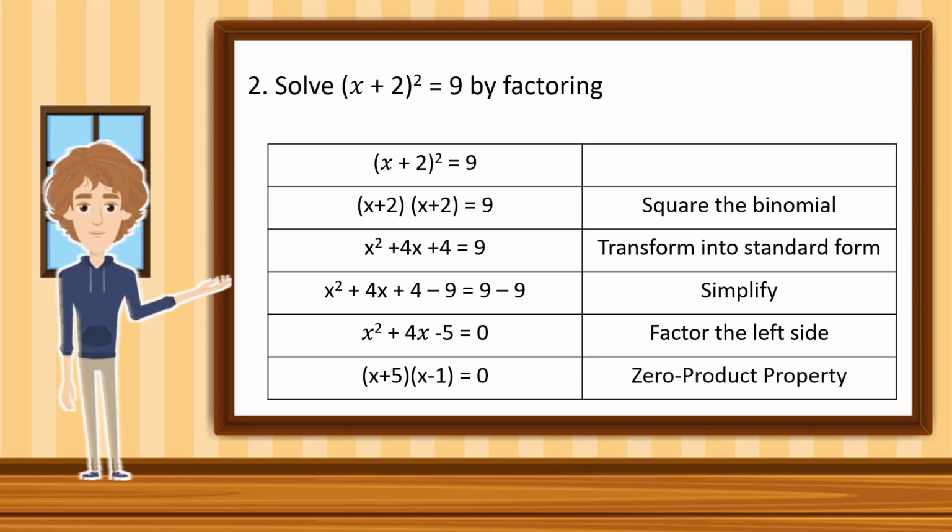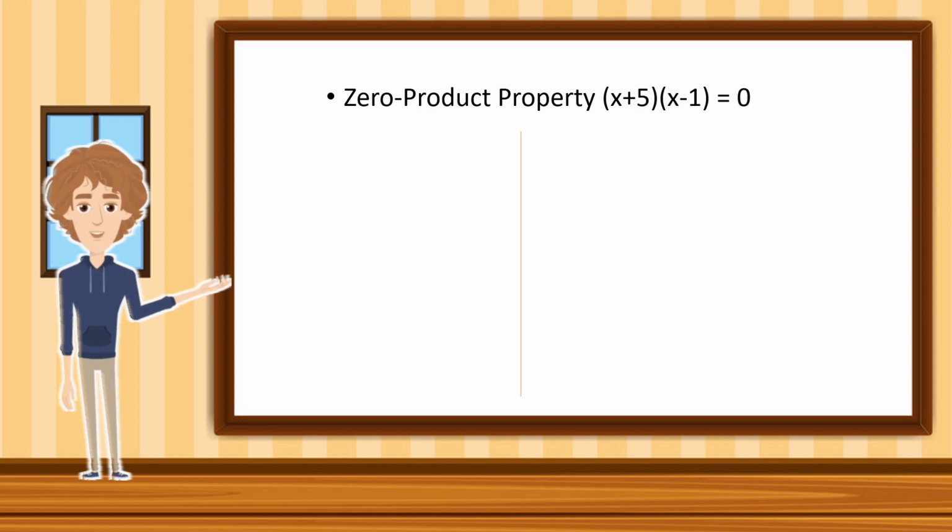Now, we are ready to use the zero product property. Let us now use the zero product property in x plus 5 multiplied by x minus 1 is equal to 0. First, let us equate x plus 5 to 0. We will have x plus 5 is equal to 0. Then, by the use of the addition property of equality, we will add both sides by negative 5. And we can come up with the answer x is equal to negative 5.